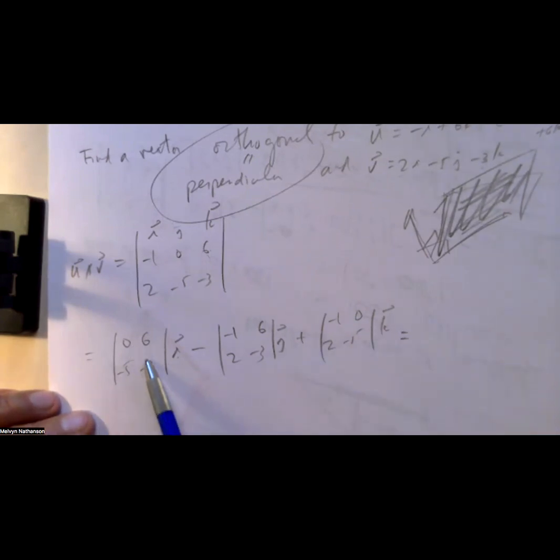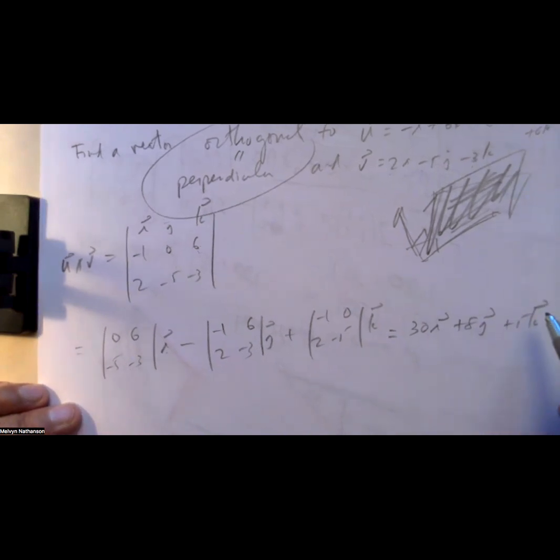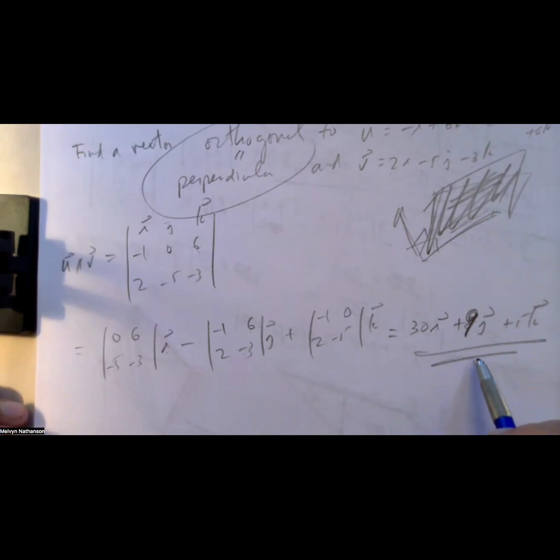When you do this calculation, you get 30i, 4 minus 12 is minus 8, minus 8 is 8, and, no, sorry, minus 1 times minus 5, plus 5k. Oops, sorry, 3 minus 12 is minus 9, and minus 9 is plus 9. So this is one vector orthogonal to or perpendicular to the vectors u and v that I started with.